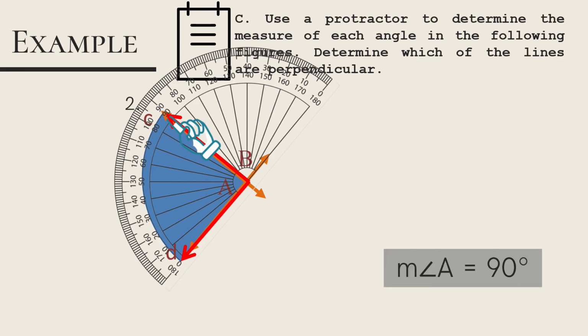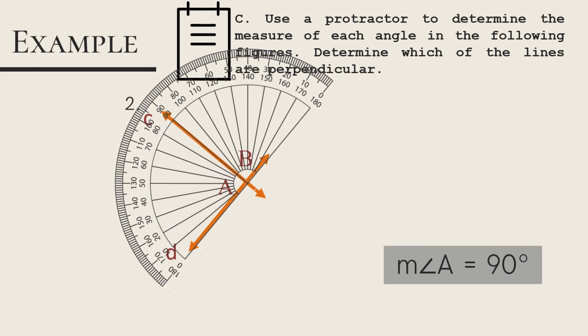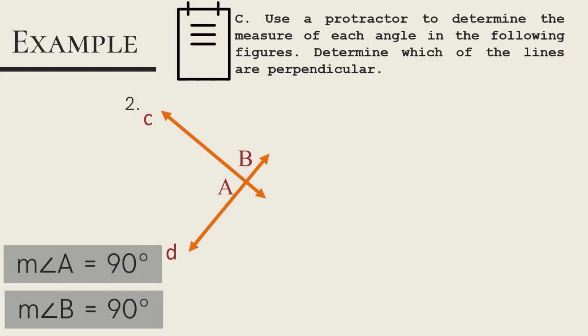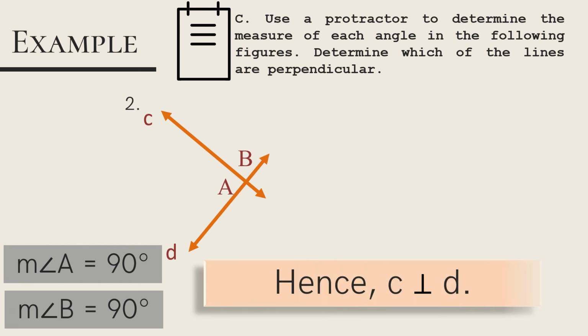Now, let us measure angle B. Again, let us count the measure of angle B starting from 0 degrees up to its second side, which is up to 90 degrees. Therefore, the measure of angle B is equal to 90 degrees also. For this example, since angle A is equal to 90 degrees as well as angle B, hence line C is perpendicular to line D.